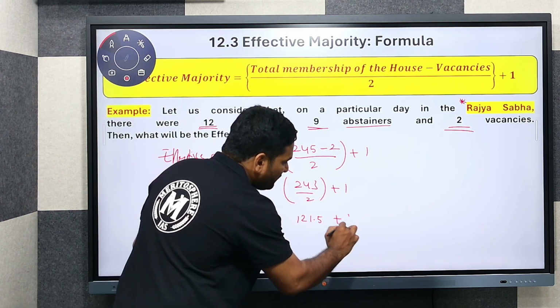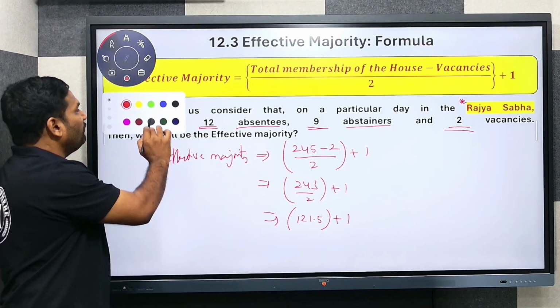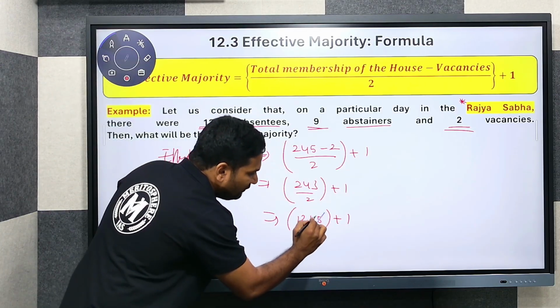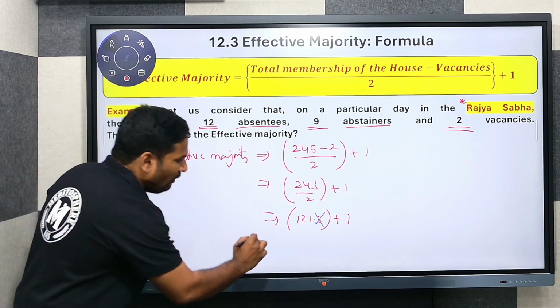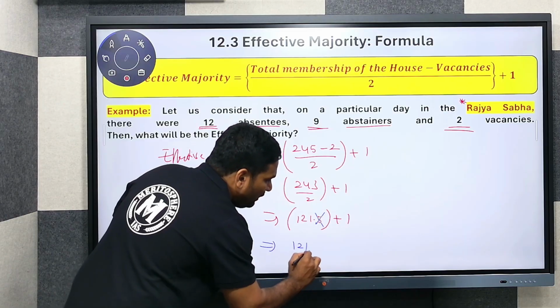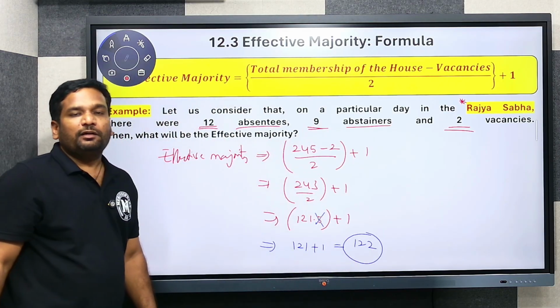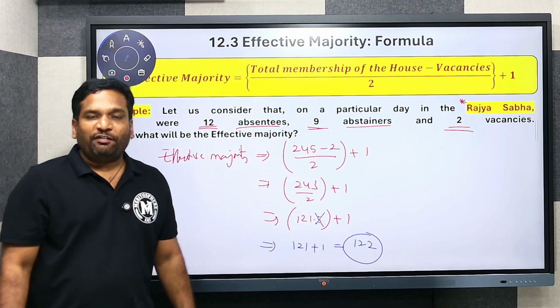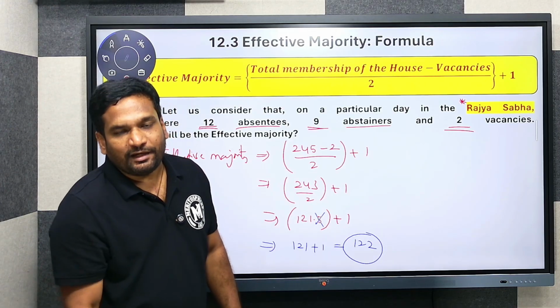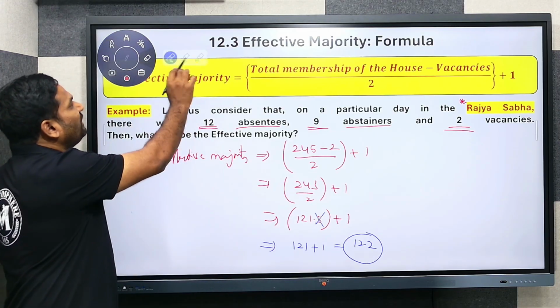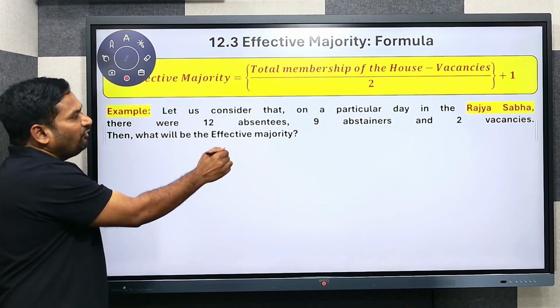121.5 plus 1. We have to omit the decimal point and take the whole number, that is 121 plus 1, which equals 122. So on that particular day, the effective majority required in the Rajya Sabha is 122.